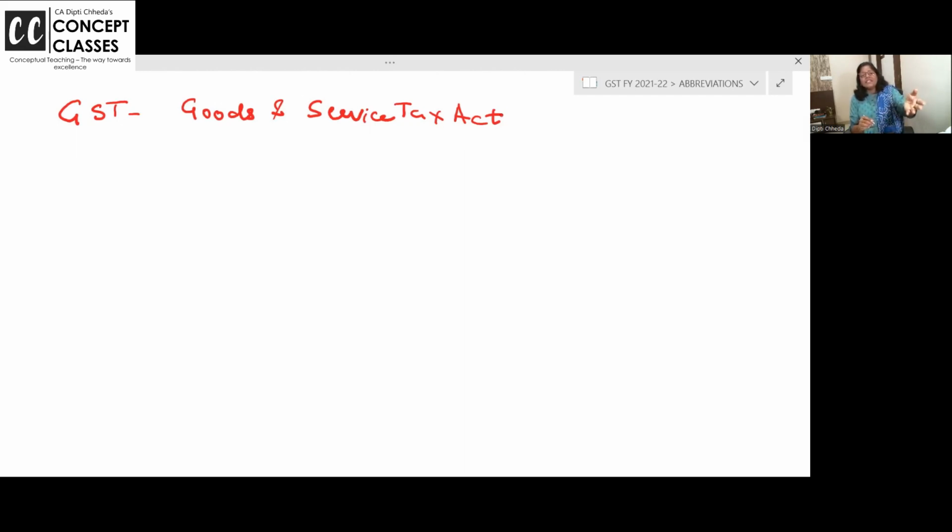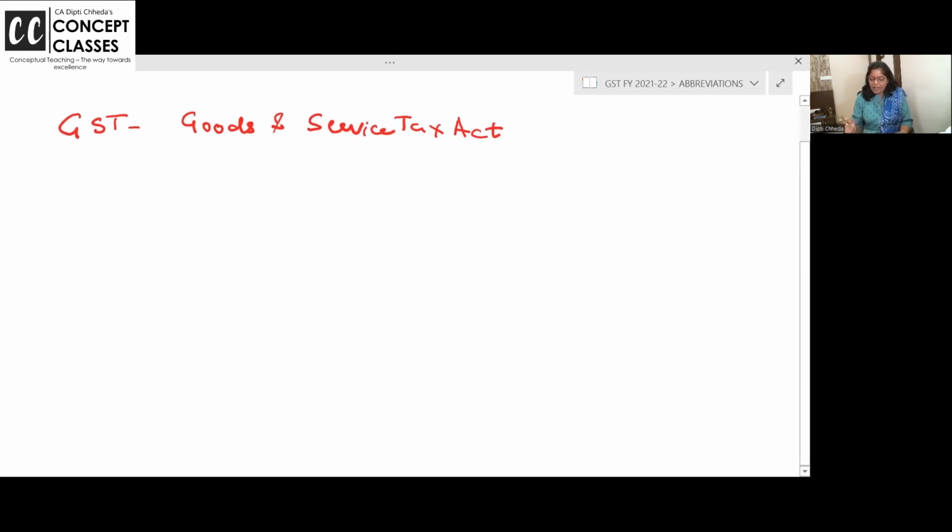If you're giving someone services, such as restaurant service, saloon service, event management service, chartered accountant or cost accountant service, whether you are selling goods or services, a product or a service, the government wants to charge tax on it. That is the Goods and Service Tax Act. Now, it is divided into different kinds of taxes, and the first one is IGST, Integrated Goods and Service Tax Act.